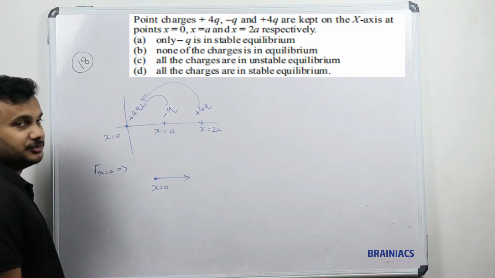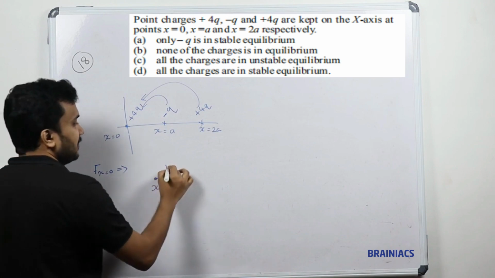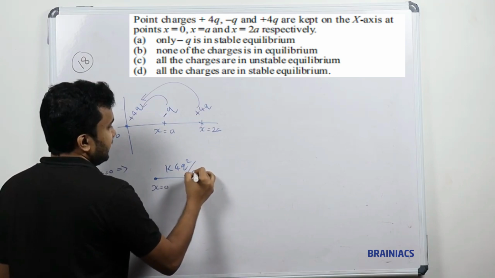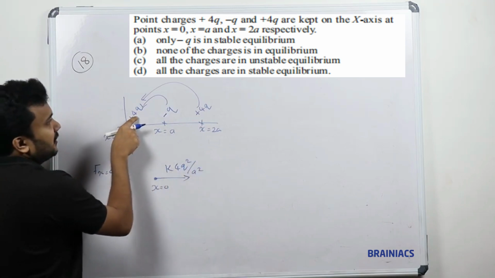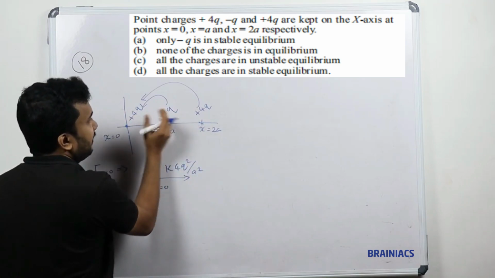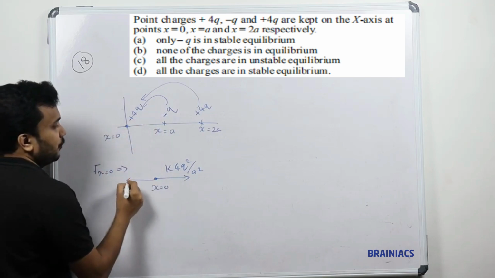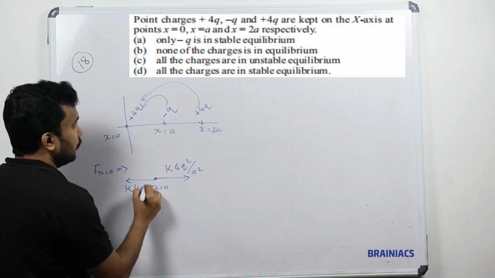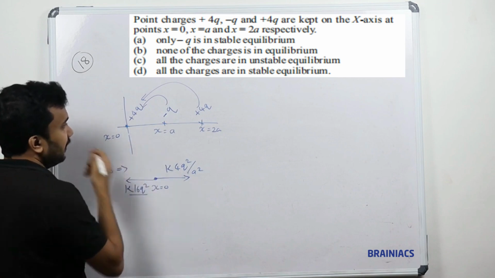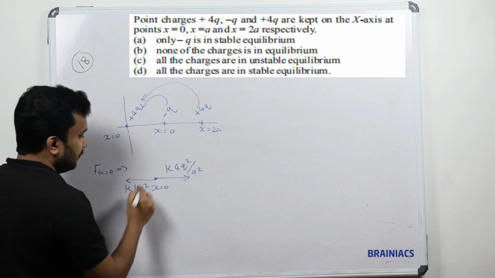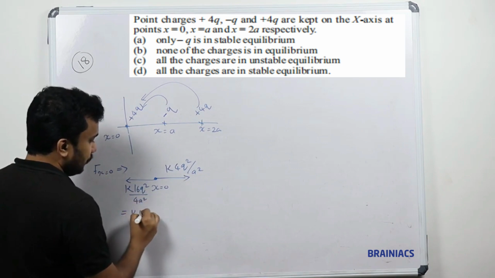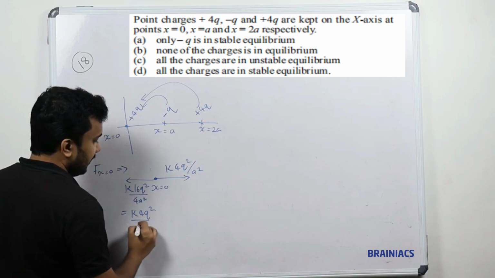1 by 4 pi epsilon 0 q1 q2 by r square, so k into 4q square by a square. And this plus 4q and this plus 4q will attract or repel? Repel. So one force will be in this direction: k into 16q square, q1 q2 divided by the square of the distance. What is the distance between them? 2a, so it becomes 4a square. If you simplify this, k into 4q square by a square.